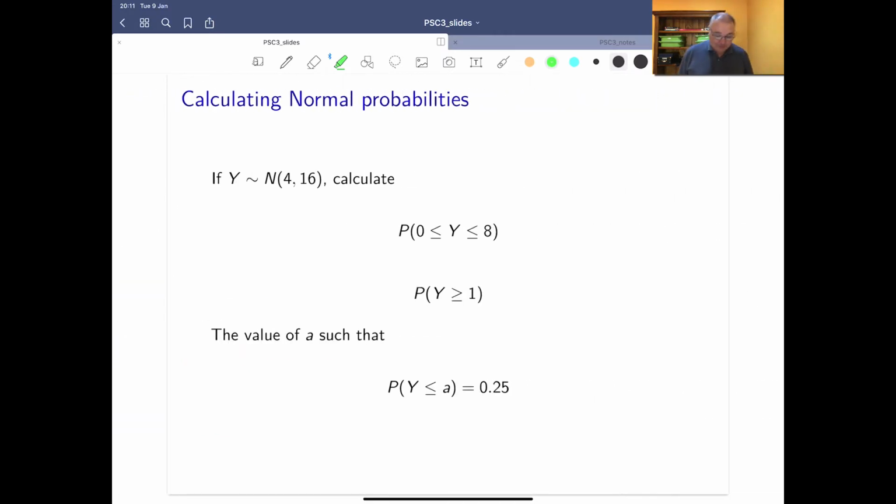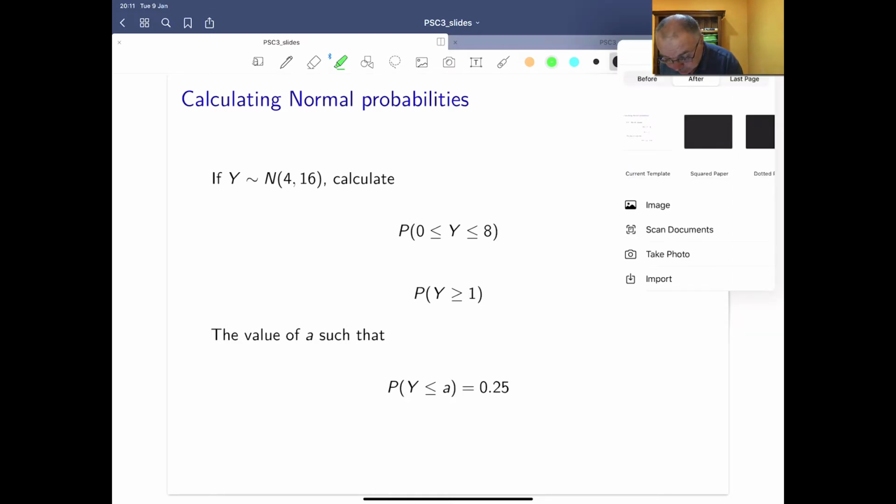So let's have some examples. We've got a random variable that's normally distributed with a mean of 4 and a variance of 16. And we're going to calculate the probability that y lies between 0 and 8, the probability that y is greater than or equal to 1, and we're going to find a value of a such that the probability y is less than or equal to a equals 0.25.